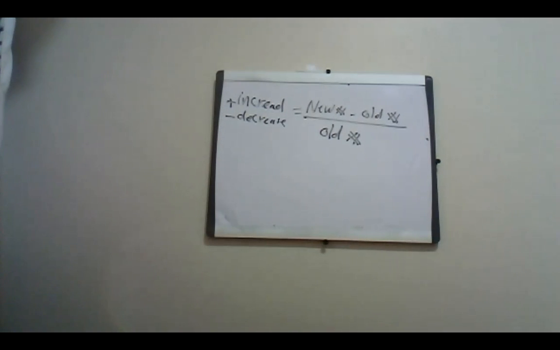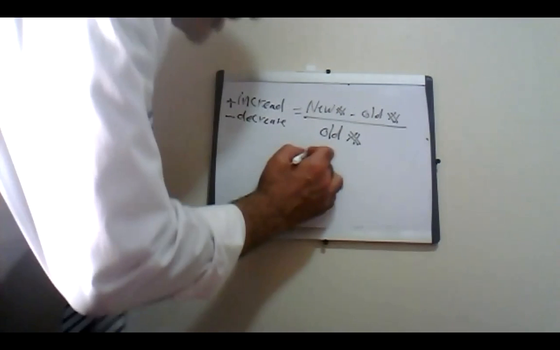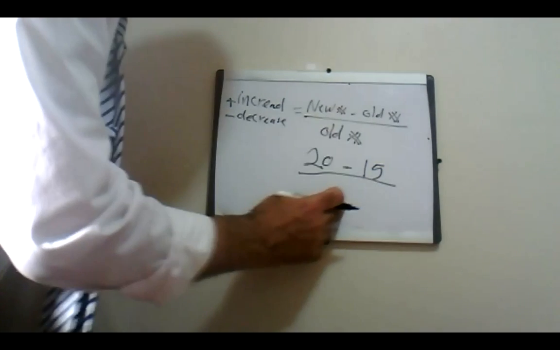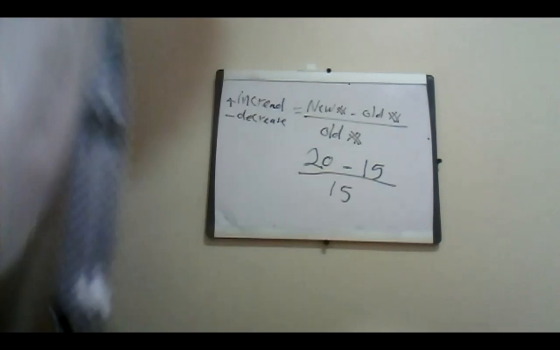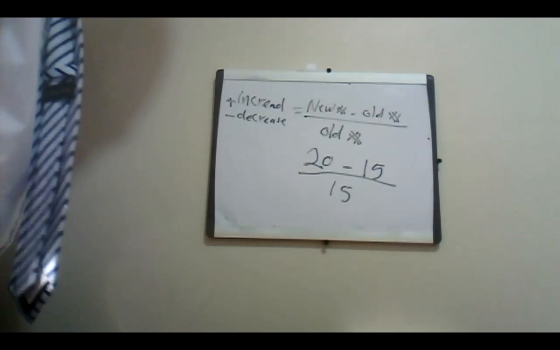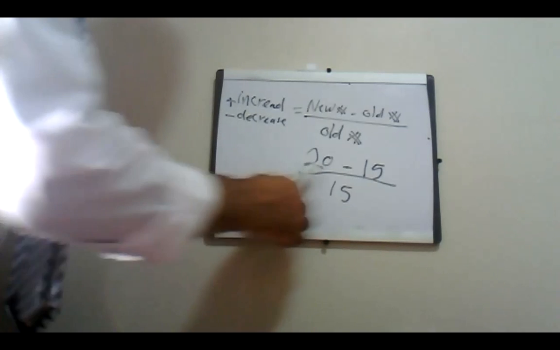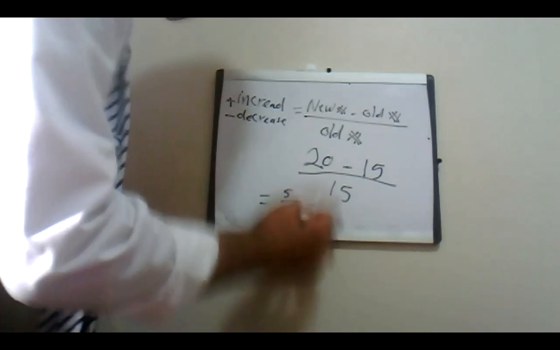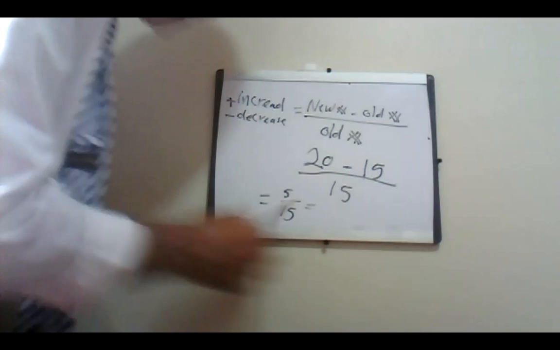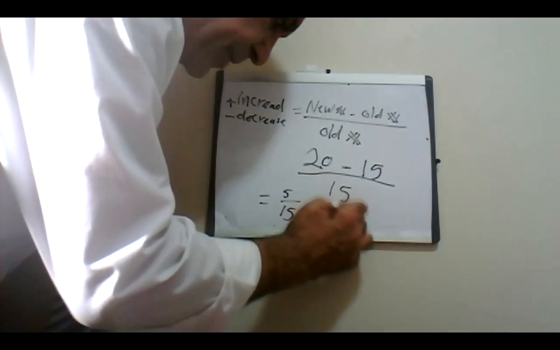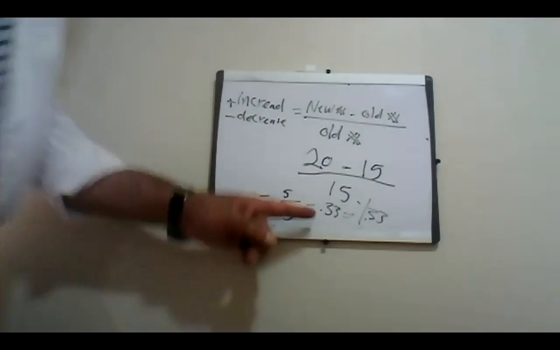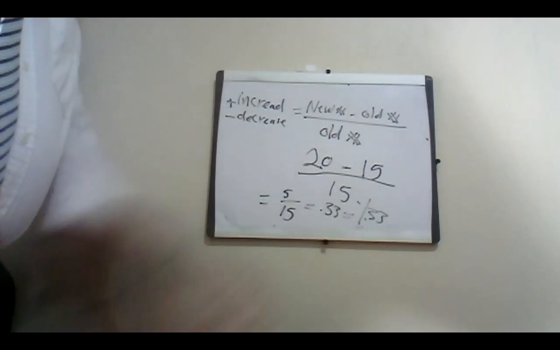So the new number in this example is 20, minus the old number was 15. I will divide this by 15, the old number. So this will come to 5 by 15, which means by the calculator, when you divide 5 by 15, it will give you 0.33, which is 33%. You can move the decimal point and put the percentage point.